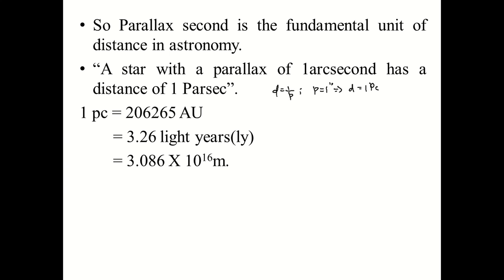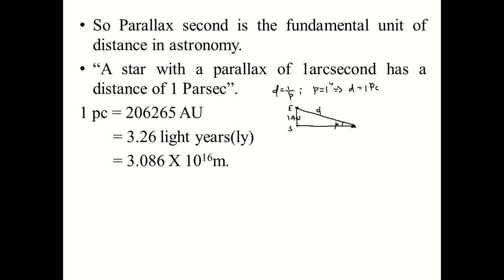From the previous geometrical diagram, we have constructed a diagram like this. The earth is at one point, the sun is another point, and the star is at another point. These three form a triangular pattern. Now this is the distance d, that is, earth and star are at a distance of d, sun and earth are at a distance of 1 astronomical unit, and this angle is the parallax p, small p. And we know the relation d is equal to 1 by p.